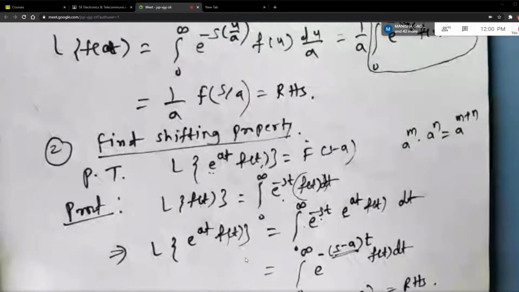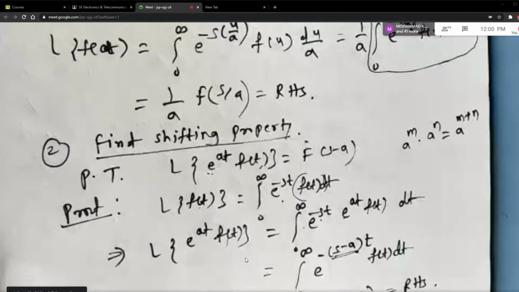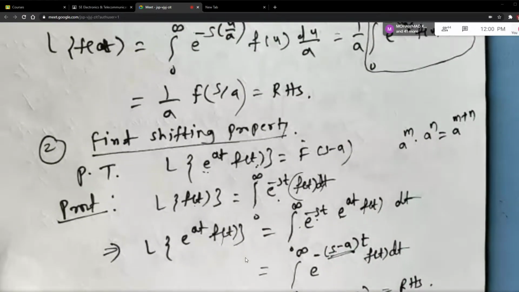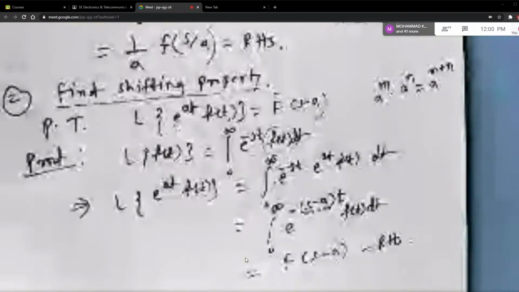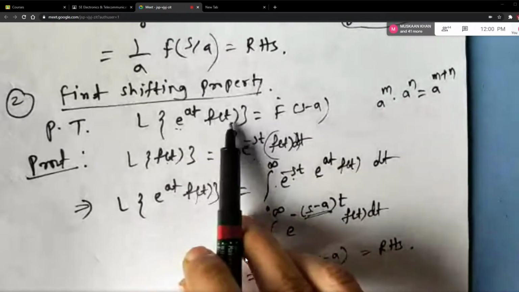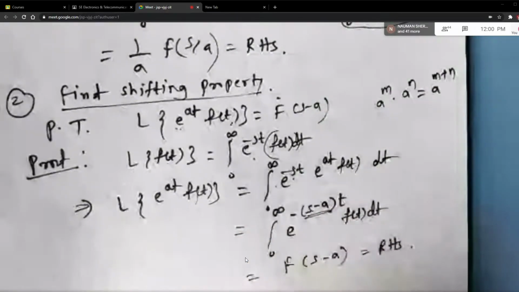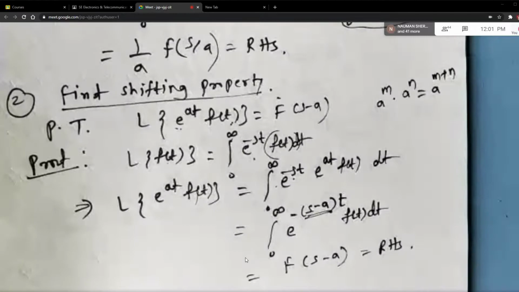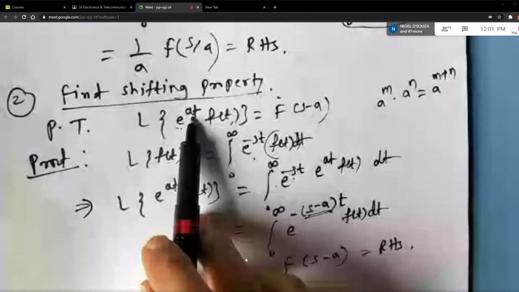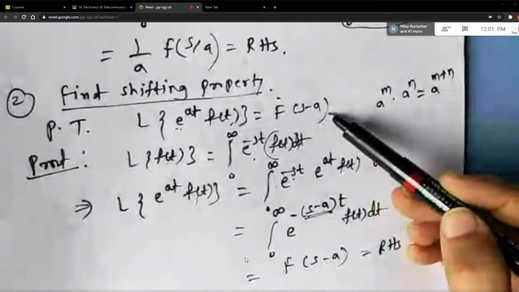First shifting property is used when a function is multiplied by e raised to at or e raised to minus at. Okay. And now it's time to prove this particular formula. So what does the formula say? Laplace of e raised to at f of t is equal to capital F of s minus a. So what was the working rule, students? You have to ignore e raised to at, get Laplace of the other function and replace s by s minus a.